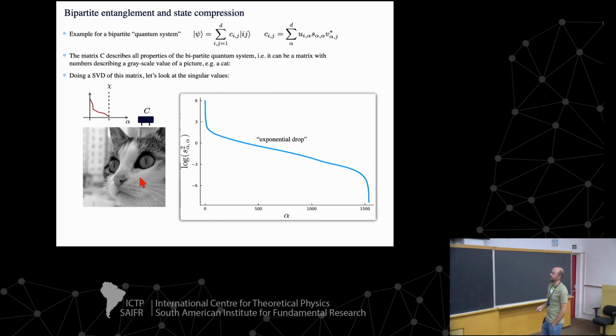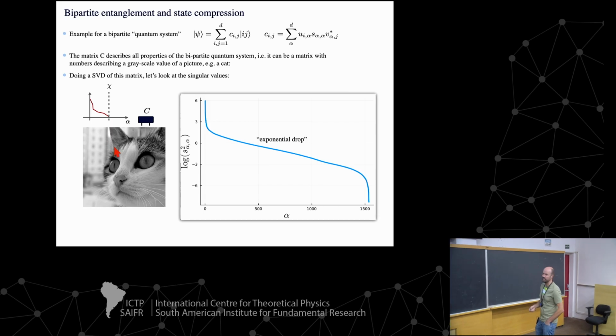But the typical thing is, you see that this picture has some structure in it. It's not just a random white noise picture. It has some structure, and therefore you see that you have very few large singular values, and then there's an exponential drop of the other ones. Okay, so it should mean that if I cut away a lot of these values, I can still keep a lot of information of this picture.